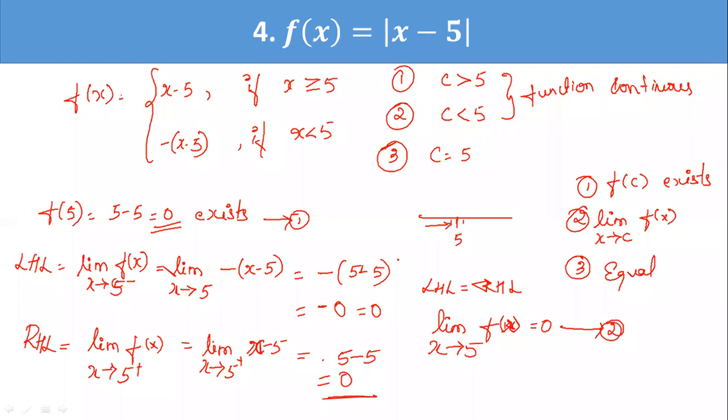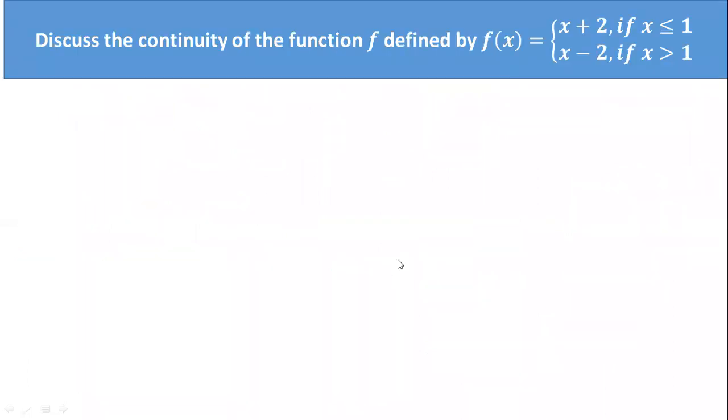So now we'll go with the next question. So this is your next question. Those who have understood, this is just like how we have done the previous problem. You can see that the function is defined in two different ways. If it is less than or equal to 1, then it is x plus 2. If it is greater than 1, then it is x minus 2. Now you have to check whether this particular function is continuous or not.